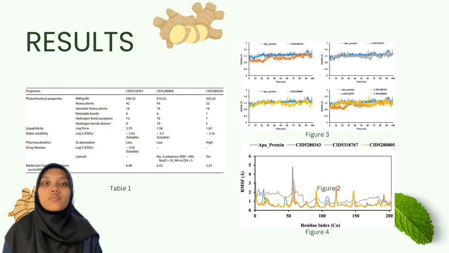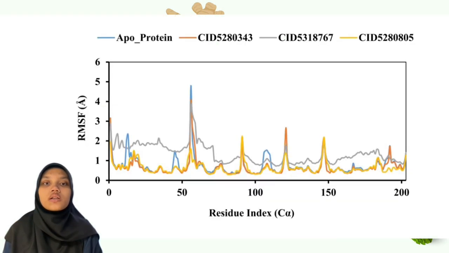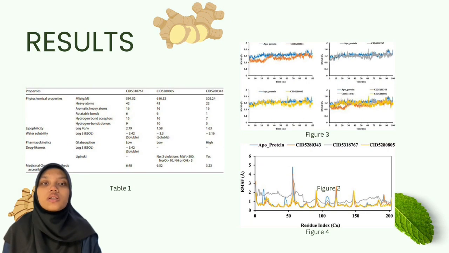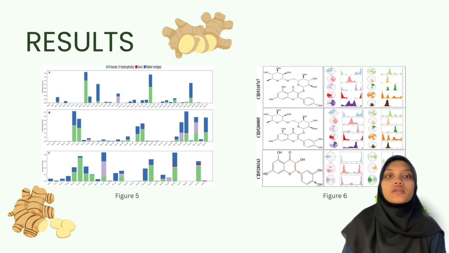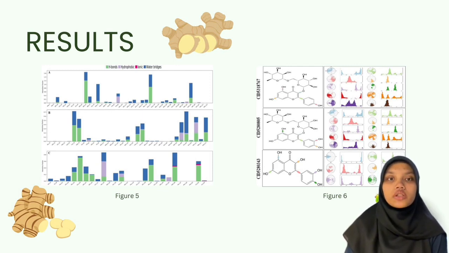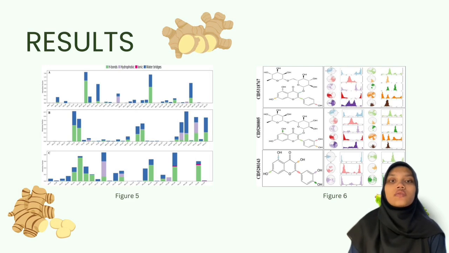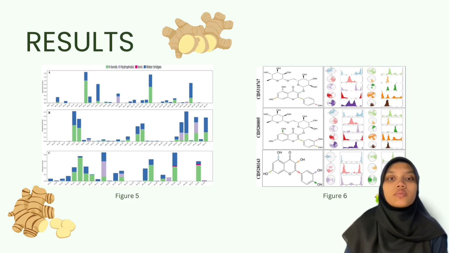The RMSF plot in Figure 4 shows that any structural movement mostly occurred in flexible regions while the binding site remains stable. Finally, the interaction mapping in Figure 5 and the ligand torsion analysis in Figure 6 both confirm that the compounds maintain stable interactions throughout the simulation. Overall, these results suggest that quercetin, nicotinamide, and rutin are strong natural antifungal candidates for inhibiting the NLP protein involved in ginger soft rot disease.